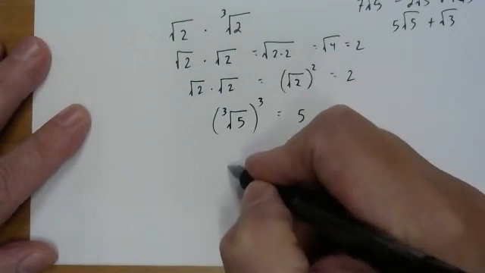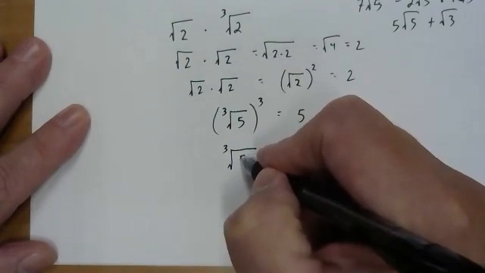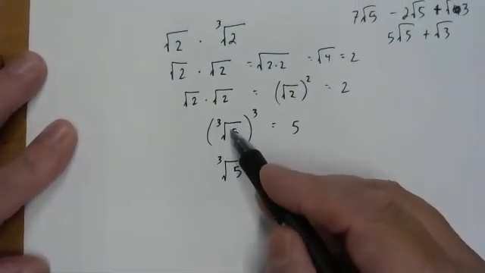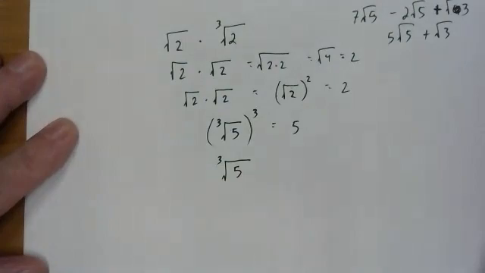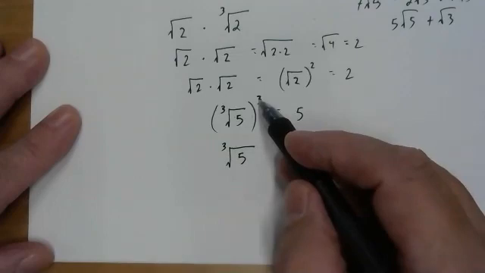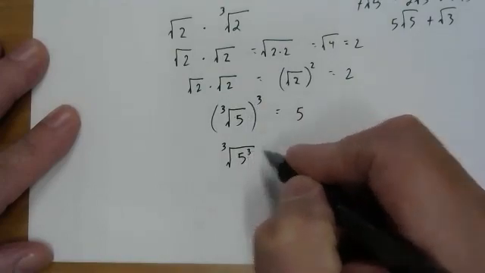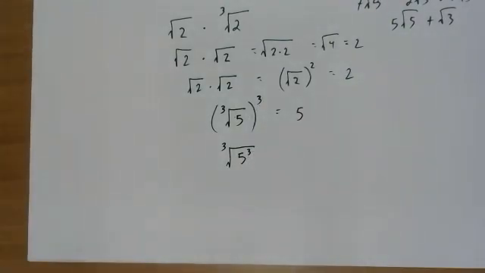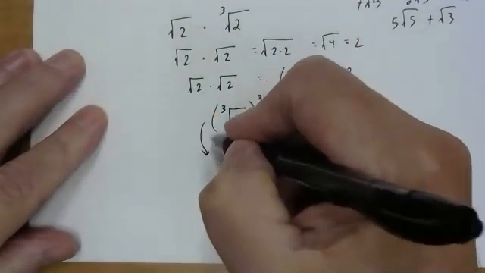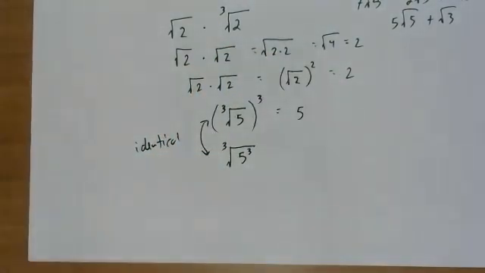I can rewrite this. What's interesting is up here, I have cube root of 5, and I take the whole thing and I cube it. So here's cube root of 5 again. But instead of cubing it and putting the exponent outside, I could also put the exponent on the inside. These are identical. It's almost like two different ways to write the same thing.